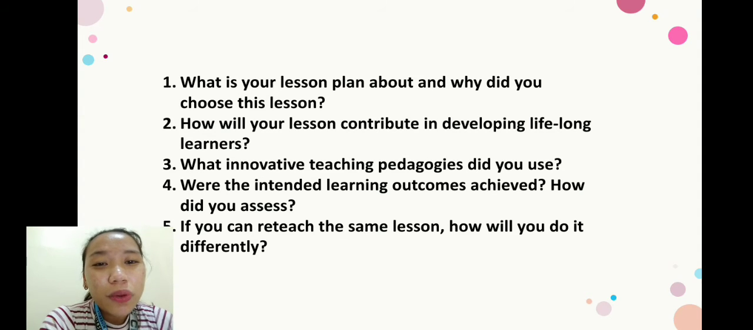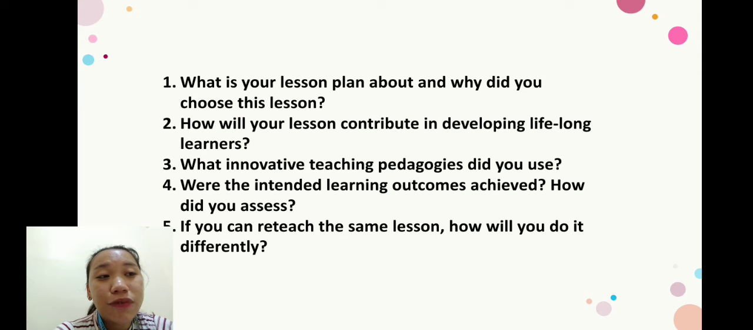So the number 2 question is, how will your lesson contribute to developing lifelong learners? For me, my lesson contributes to developing lifelong learners because it is important that they learn about their body parts for them to take care of and love their bodies. It also helps them to grow into children and adults who want to keep their bodies strong, healthy, and safe so that they can do all the things they love to do.